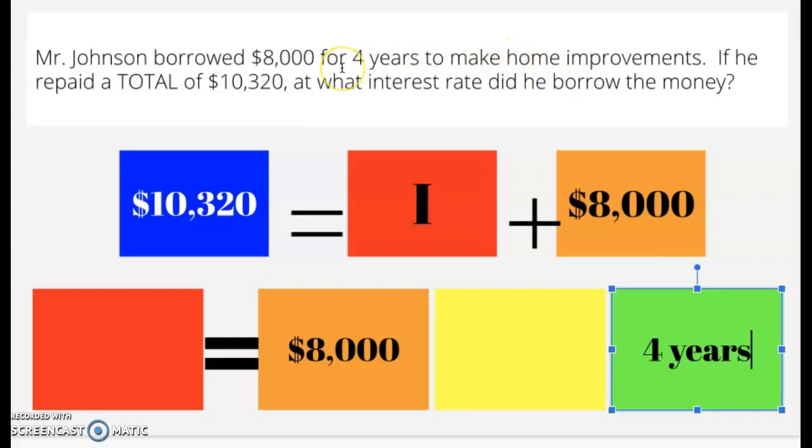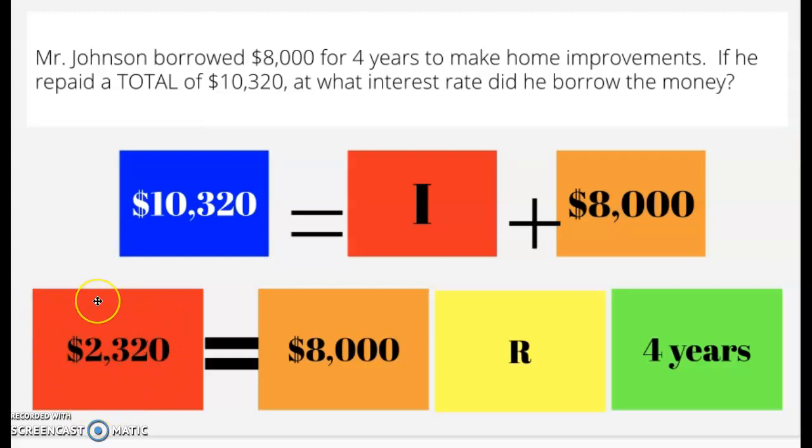He repaid a total of $10,320. So the total amount that he repaid is $10,320, but he only borrowed $8,000. So that extra money is our interest. So let's see if we can subtract to find our interest. Take your total, subtract your principal, and that's going to give you your interest amount. Your interest when you subtract it should have been $2,320.